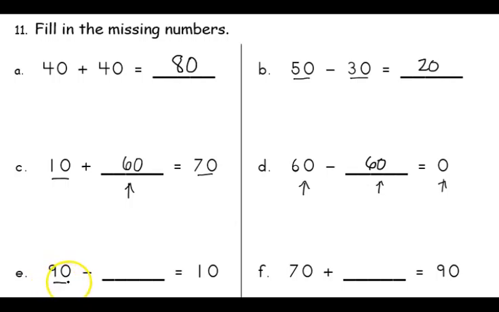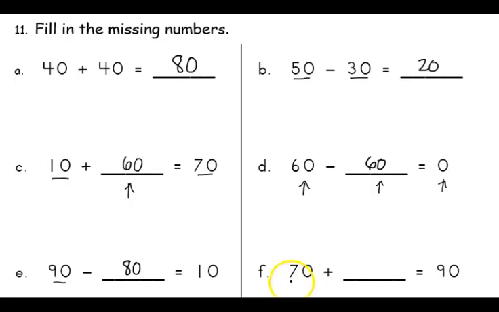Next, I'm starting with 90, or 9 groups of 10. I'm going to subtract some groups of 10 until I have just 10 left over. Well, if I subtract 8 groups of 10, or 80, that would give me 1 group of 10 left over. And again, I can use my basic facts to help me. 9 ones minus 8 ones would leave me 1. So 9 tens minus 8 tens would leave me 1 ten.